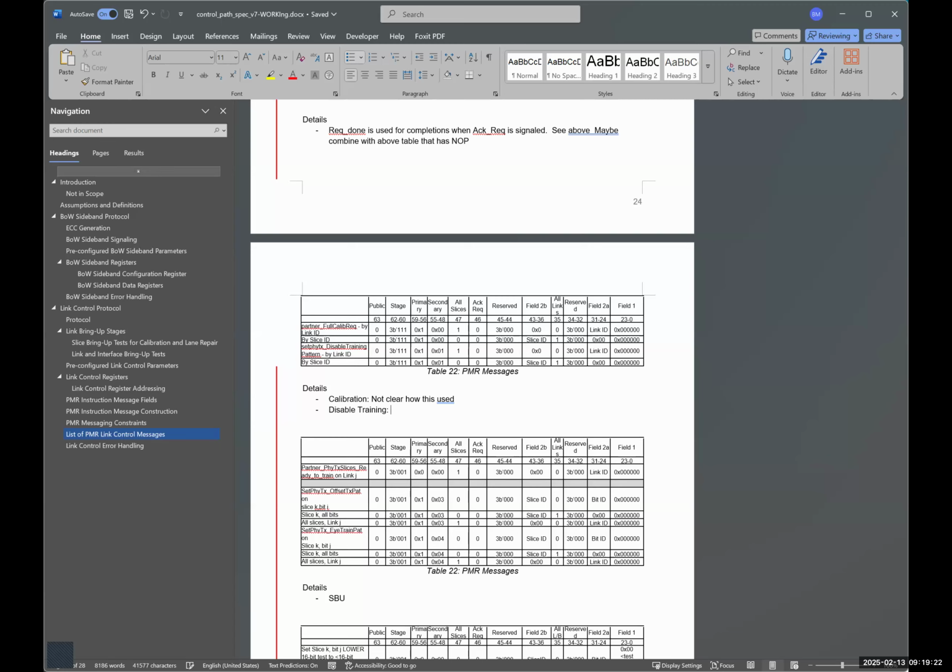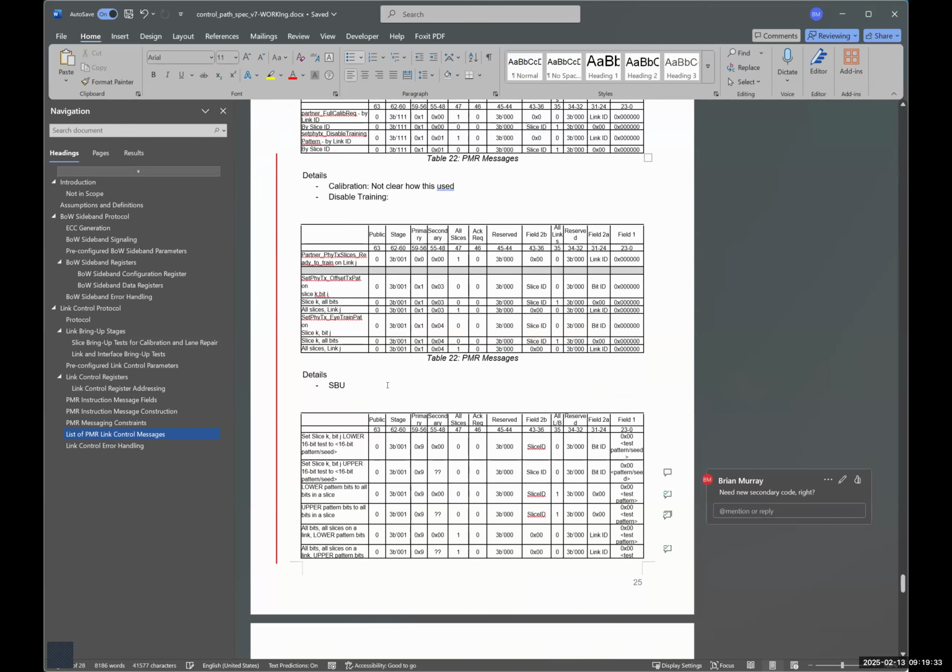Anyway, so on the disable training, why would we want to disable training? Yeah, that one I'm completely drawing a blank. I don't know. Okay. All right, let's move on then real quick. Now we're moving on to slice bring up. So we have a ready to train, offset pattern, and then training pattern. I think these are all obvious, right? Is there anything we need to discuss? These are all related to the training pattern that we want.